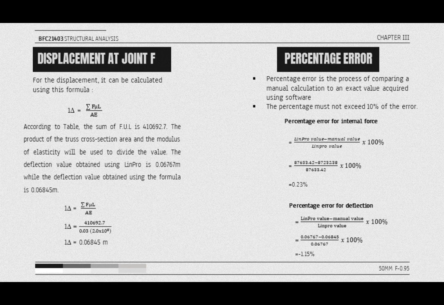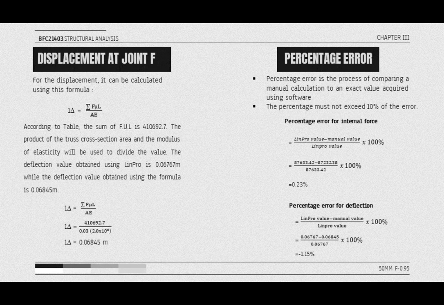The next part is the displacement at joint F. The displacement can be calculated using this formula, which is the sum of FUL divided by AE. According to the table, the sum of FUL is 410692.7. The product of the truss cross-section area and the modulus of elasticity will be used to divide this value. The deflection value obtained using LinPro software is 0.06767 meter, while the deflection value obtained using the formula is 0.06845 meter.